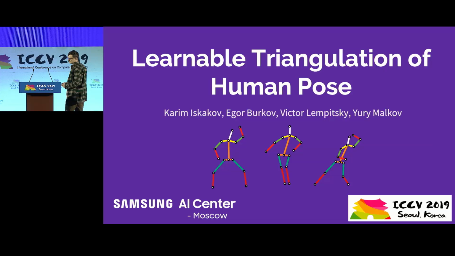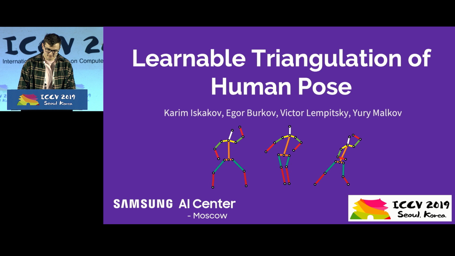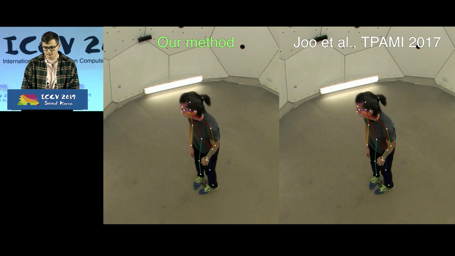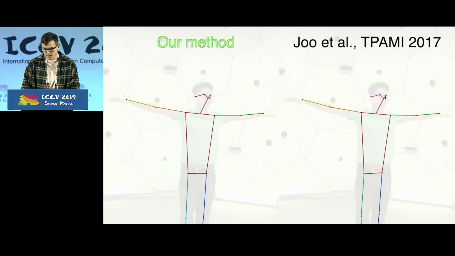Hello, everybody. My name is Karim Iskakov, and today I'll present our new paper, Learnable Triangulation of Human Pose. In this work, we tackle the problem of 3D human pose estimation from multiple cameras. We present two novel methods based on learnable triangulation, which strongly outperform the previous state of the art. Note how smooth and accurate the predicted poses are without any temporal processing.